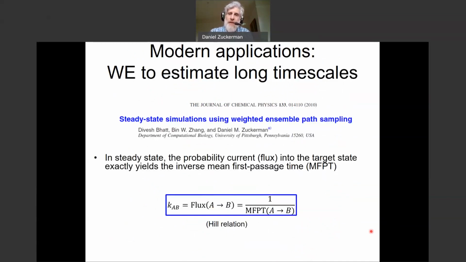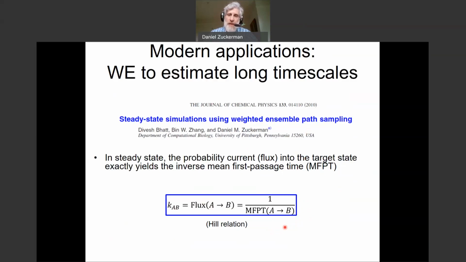Now, one observable I didn't mention so far was the rate constant, which can be estimated as the inverse of the mean first passage time. So in other words, how long does it take to get from A to B if I start the system in A? And there's a relationship between the probability flux entering state B from A and this rate constant, or the inverse mean first passage time. And we pointed out a long time ago that this could be used to estimate the rate in weighted ensemble.